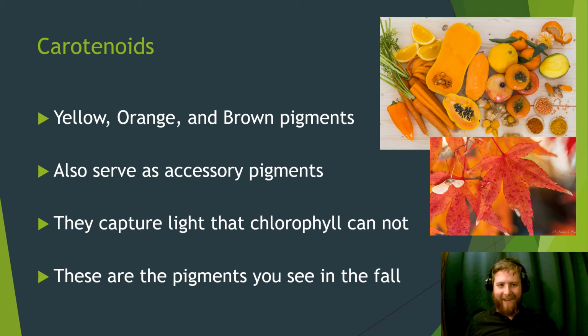Speaking of carotenoids, these are our yellow, orange, and brown pigments. They also usually have an accessory function, and they capture light that chlorophylls cannot. As your chlorophylls A and B start to break down in the fall because of a lot less light, you start to see these really vibrant carotenoids in leaves. And that's what gives us our fall colors, our oranges and our yellows.